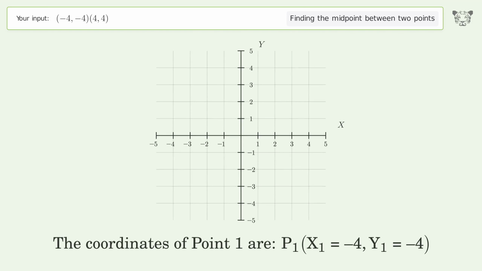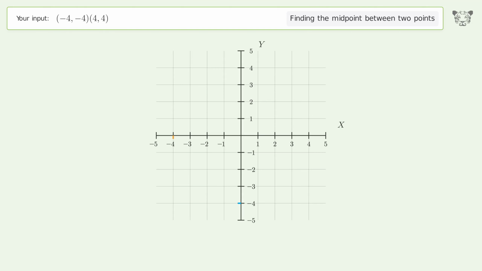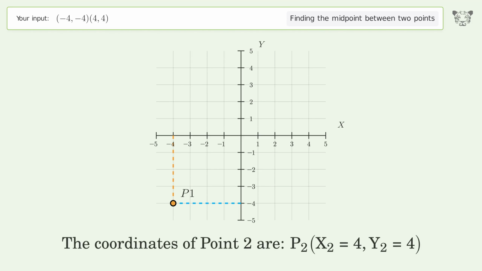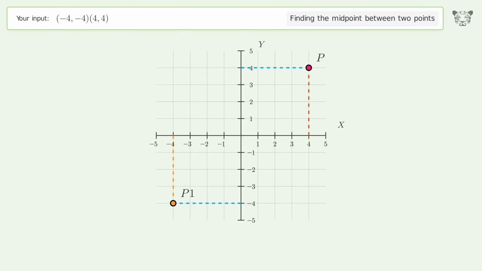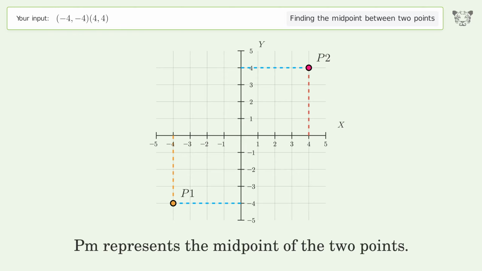The coordinates of point 1 are x1 equals -4, y1 equals -4. The coordinates of point 2 are x2 equals 4, y2 equals 4. PM represents the midpoint of the 2 points.